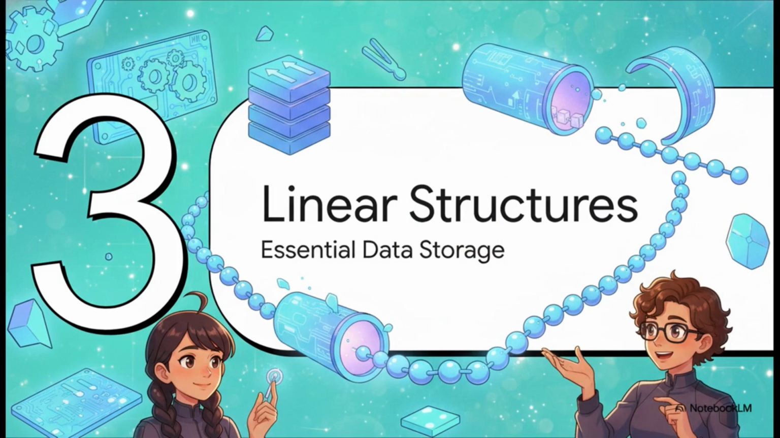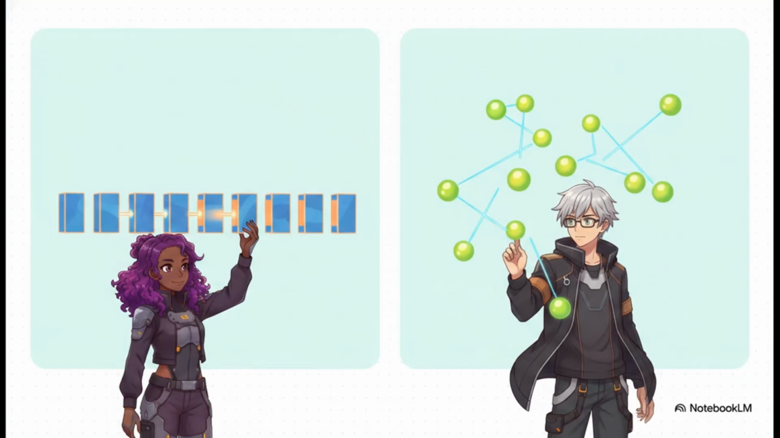Okay, Section 3, Essential Linear Data Structures. Now that we know how to measure our tools, let's actually start pulling them out of the toolbox. We're going to shift gears here and look at the most basic yet absolutely essential tools in a programmer's belt. First up, let's compare the two absolute titans of data storage, arrays and linked lists.